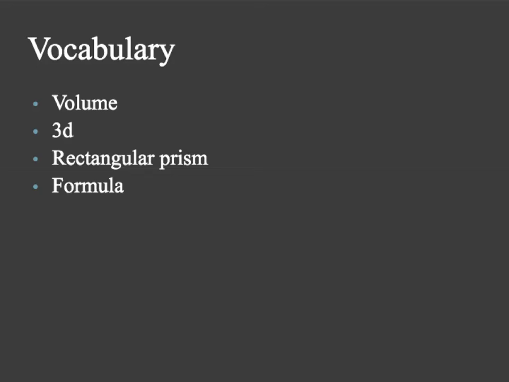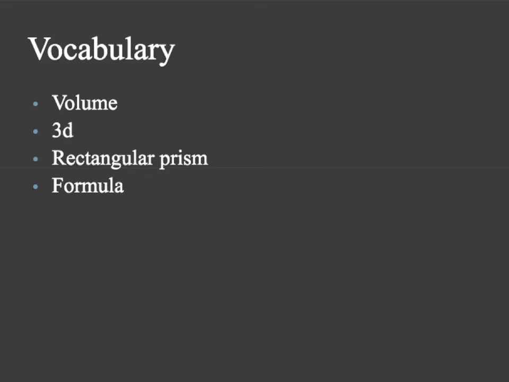First of all, volume is the amount of space that something can take up inside of an object. We only find the volume inside of three-dimensional shapes like cubes and rectangular prisms. And finally, we have our formula for volume.